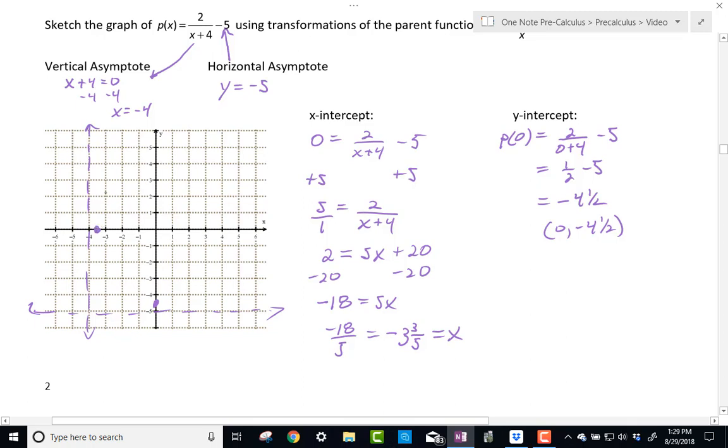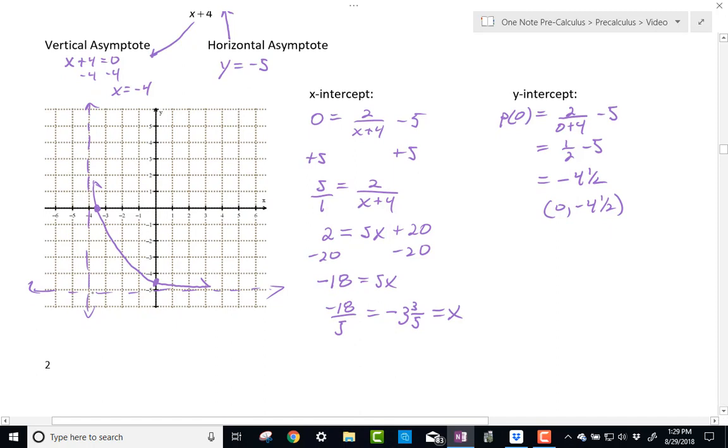So we can already see that this graph is going to curve down this way. And we don't really need any more points. We just want to know about where the curve is at. Now, I have a feeling that I'm going to run into problems on the other side here, because if we try plugging in negative 5, let's do a t-table, x and y.